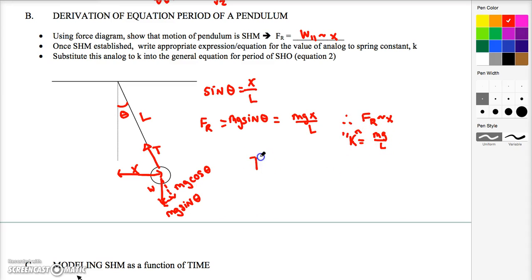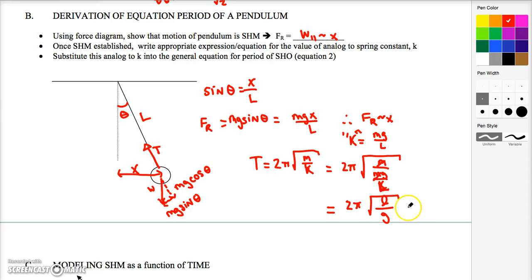So if we go back to the previous equation, that the period of a mass spring system is 2π√(m/k), and we substitute in our analog for k, what we end up getting is 2π times the square root of m over mg over L, and the m's cancel out. We copy, change, flip this. What we end up getting is 2π√(L/g). And so this is the equation for the period of the pendulum.